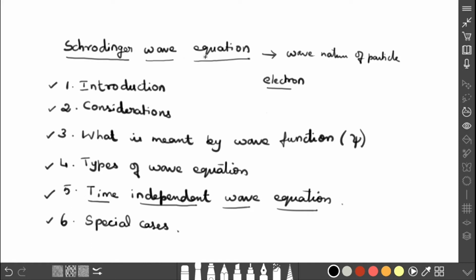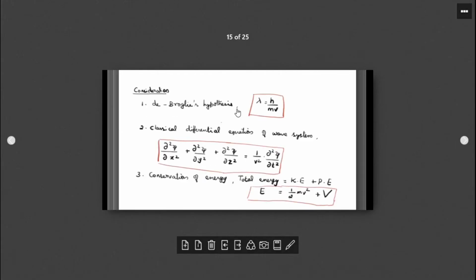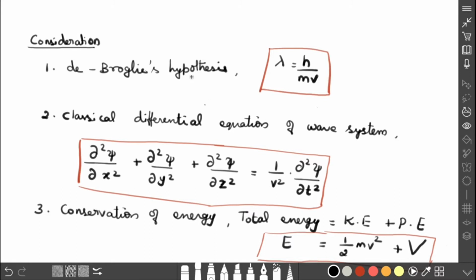To derive this wave equation, he considered 3 points. What is the consideration? Let us see now. First one, he considered de Broglie's hypothesis. According to the de Broglie hypothesis, the wavelength lambda is equal to h by mv. Here h is the Planck's constant, m is the mass and v is the velocity of the moving particle. This is the first consideration.